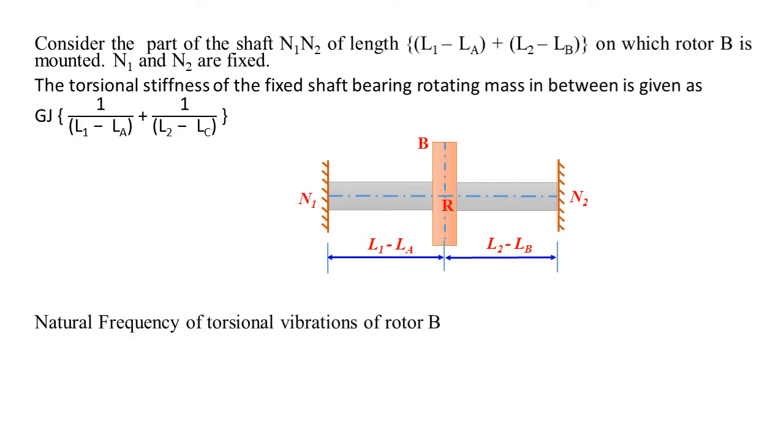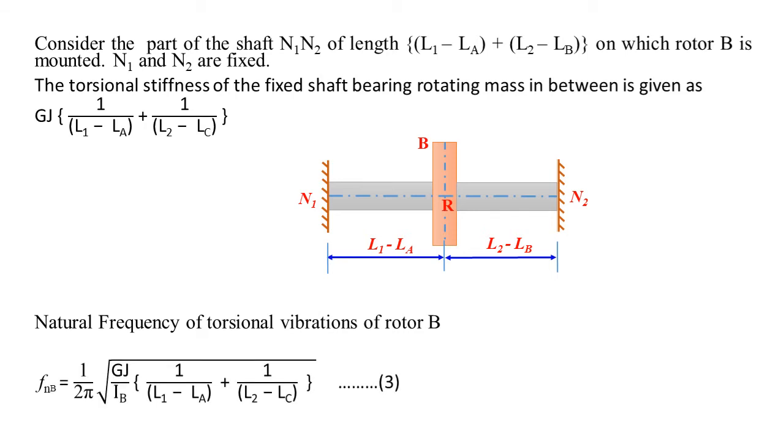Natural frequency of torsional vibrations of rotor B, Fnb, equal to 1 by 2 pi root over Gj by Ib into 1 by L1 minus LA plus 1 by L2 minus LC. Let us say this is equation 3.